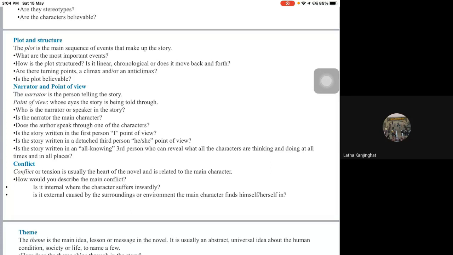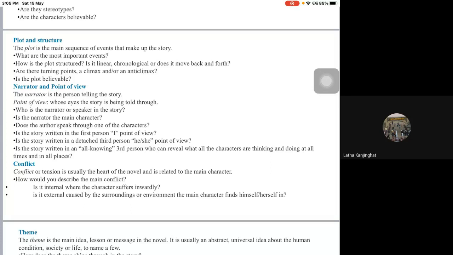So point of view is through whose eyes we are approaching the story. For example, Huckleberry Finn. We are not going to be understanding the story as it happens from the point of view of an adult person. We will be looking at how the story happens through the eye of this child, this boy, Huckleberry Finn. So point of view is whose eye the story is being told through. Imagine these things are important when you approach a novel.